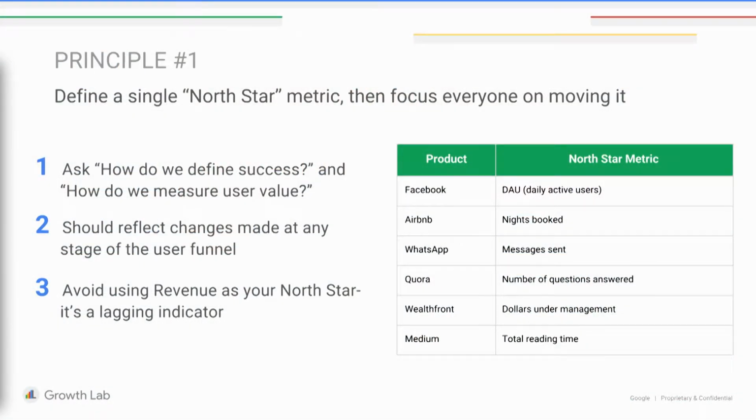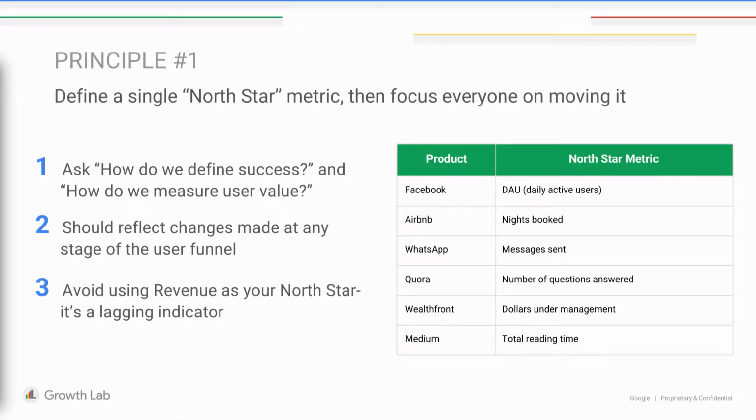When we start talking about the principles, the first one is that you need to define your North Star metric. This is a metric that answers the question, how do we define success for our product? How do we know that we're delivering more value to our users? It's one metric that should reflect all changes that are made throughout any stage of the user funnel. So if you improve user acquisition, you should see that reflected in the North Star metric. Or if you improve engagement or retention, that should be reflected in this metric as well.